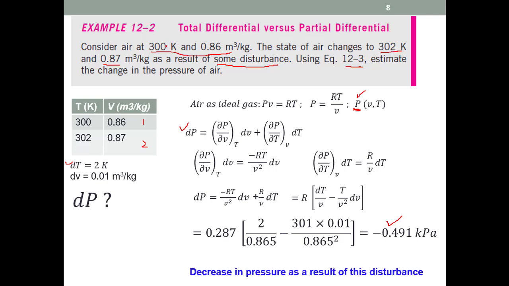So if air is at this state, that's the initial state, and the state of the air changes from 1 to 2 as a result of some disturbance, then the pressure will decrease by this value, 0.491 kilopascal. That's the application of the total differential: by changing some variable, we can see the impact on another variable. This is how the total derivative is applied.